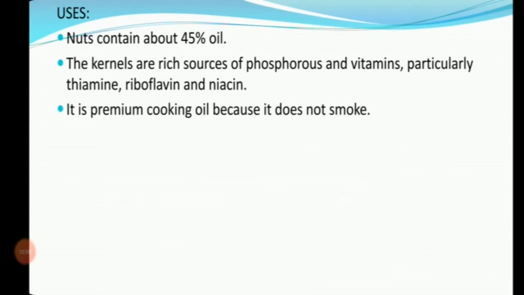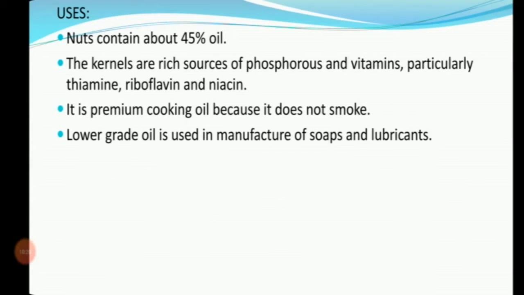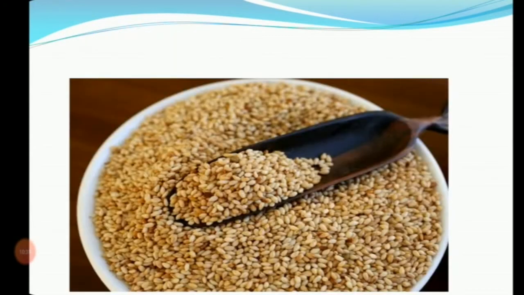It is a premium cooking oil because it does not smoke. If you use this groundnut oil, it does not smoke. Mostly in Tamil Nadu and all over the world, people fry vegetables, fruits and nuts using this groundnut oil. Lower grade oil is used in the manufacture of soap and lubricants. The waste oil content is used to manufacture soaps and lubricants.